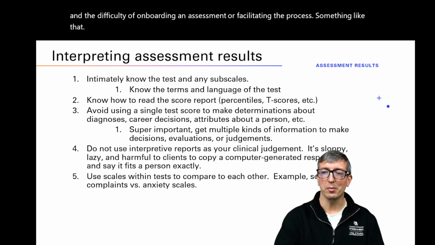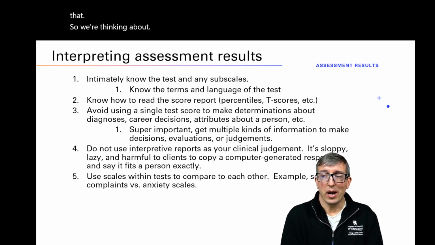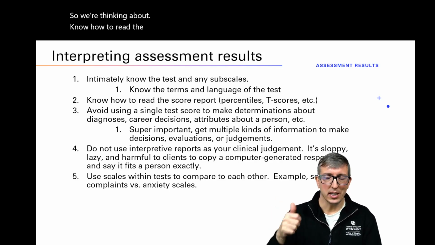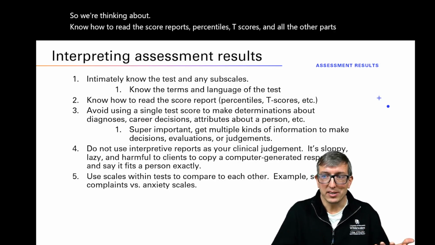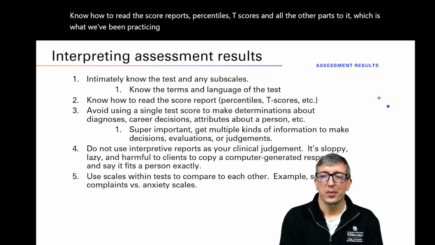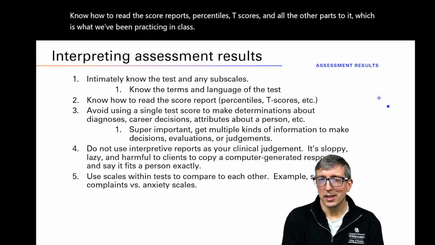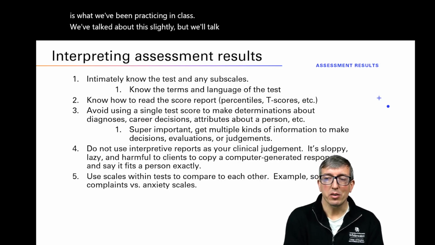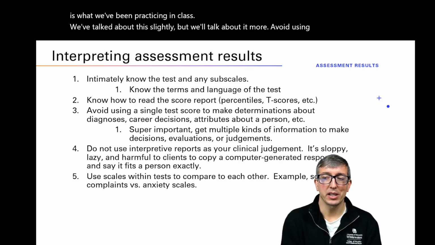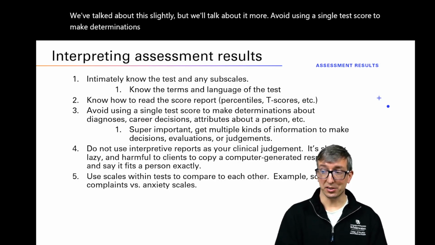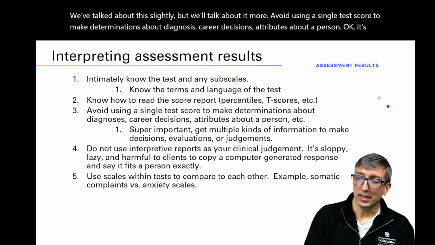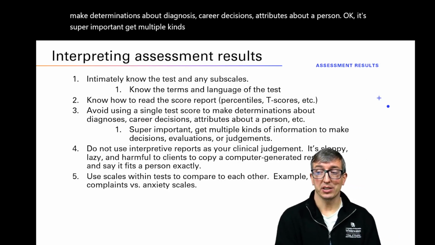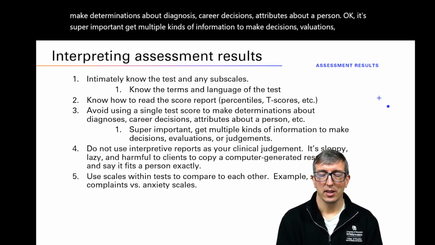So worth thinking about. Know how to read the score reports, percentiles, T-scores, and all the other parts to it, which is what we've been practicing in class. We've talked about this slightly, but we'll talk about it more. Avoid using a single test score to make determinations about diagnosis, career decisions, attributes about a person, okay? It's super important. Get multiple kinds of information to make decisions, evaluations, or judgments, okay?